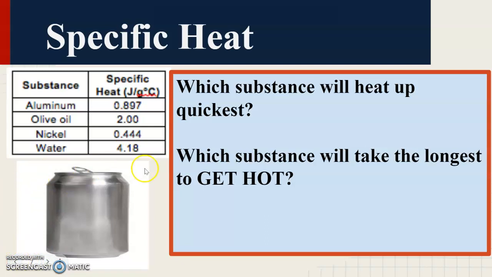And that's it. So we need to know the difference between conduction, convection, and radiation. And we also need to know how to identify which substances will heat up quickest or slowest based on their specific heat.